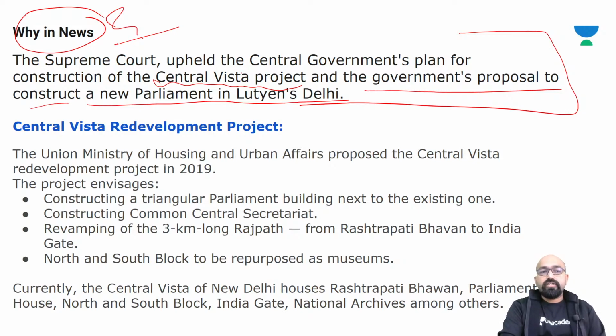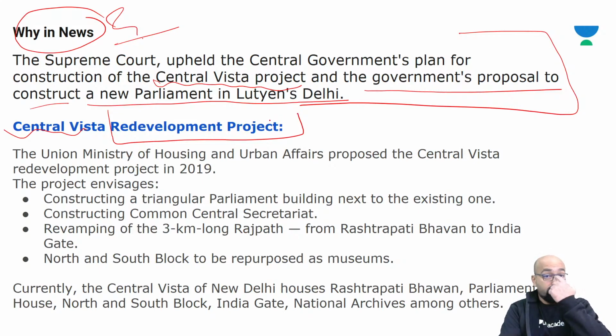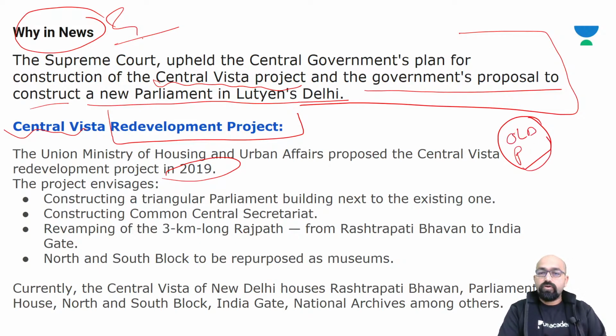Now, what is meant by this project? It's a redevelopment project. The Union Ministry of Housing and Urban Affairs proposed the Central Vista redevelopment project in 2019. The project envisaged constructing a triangular parliament building next to the existing one. So this is, we can say, the old parliament and the new triangular parliament. I'll show you the pictures in next slides as well.